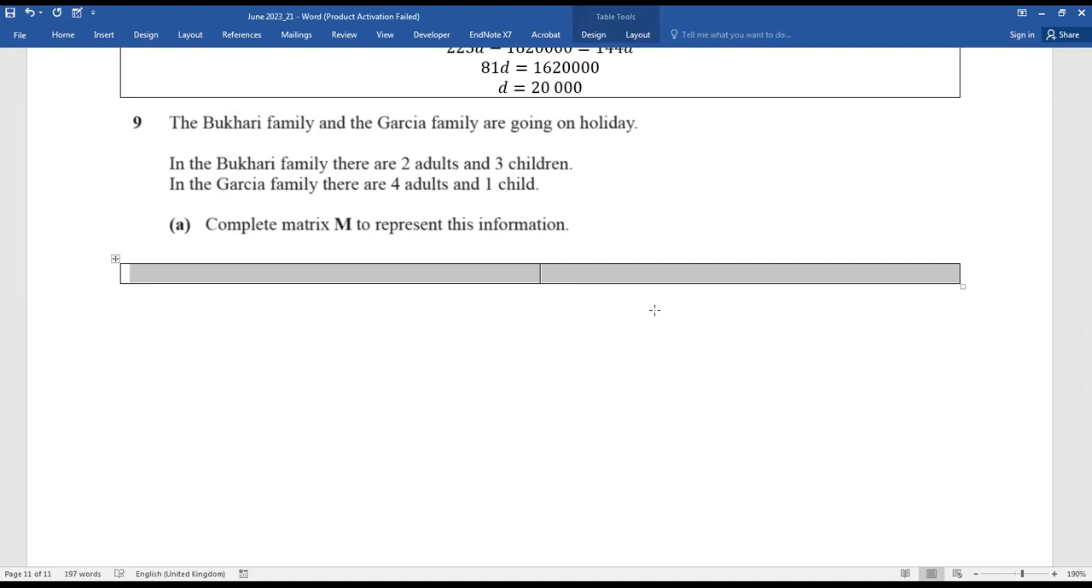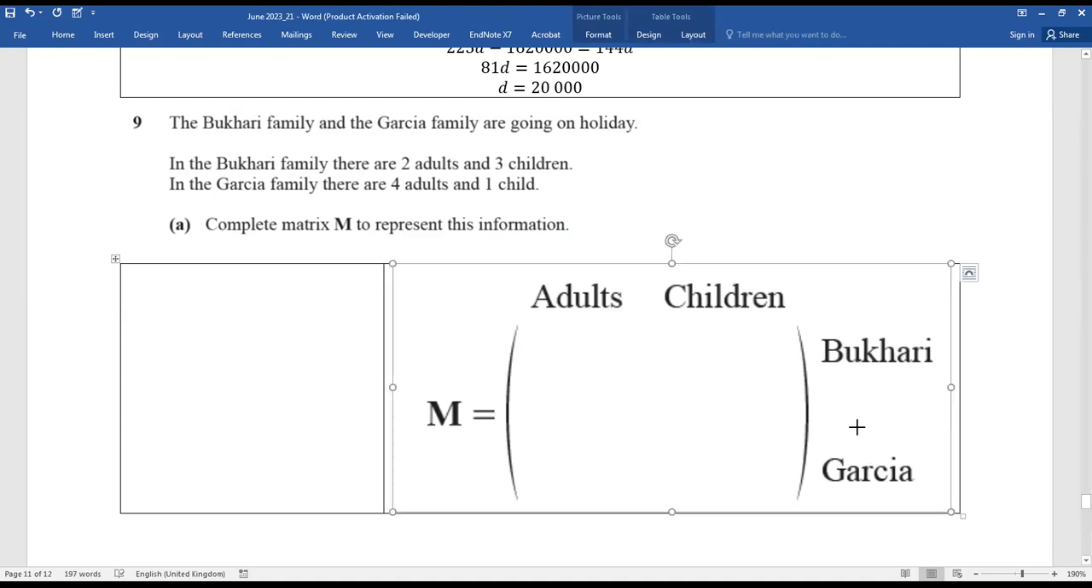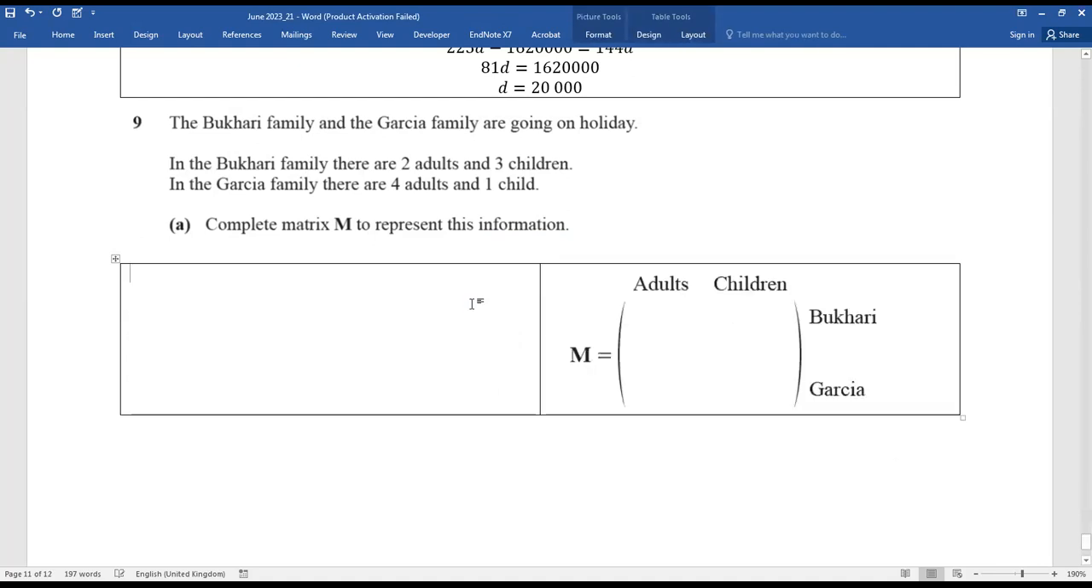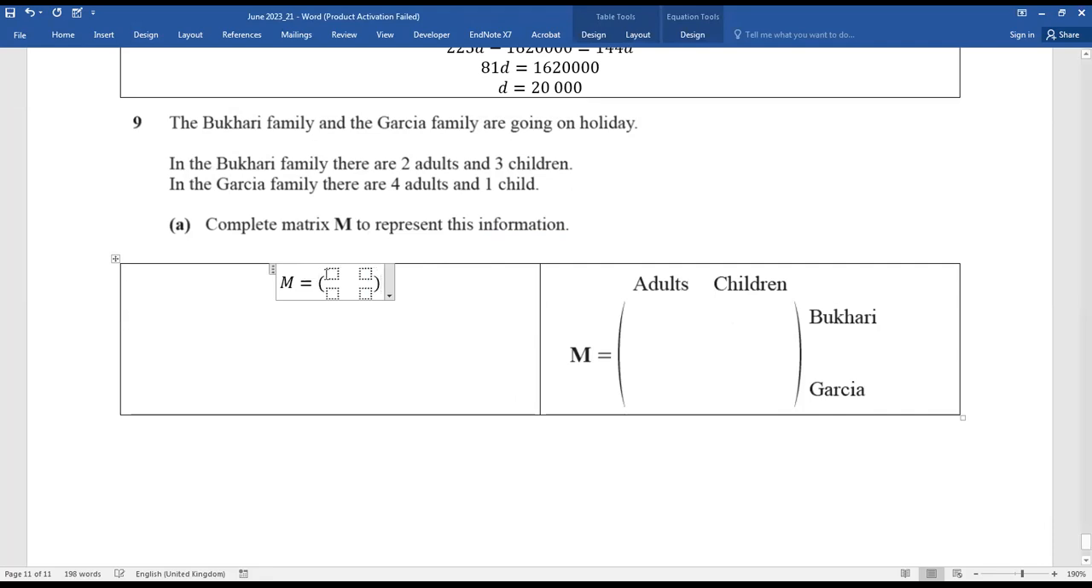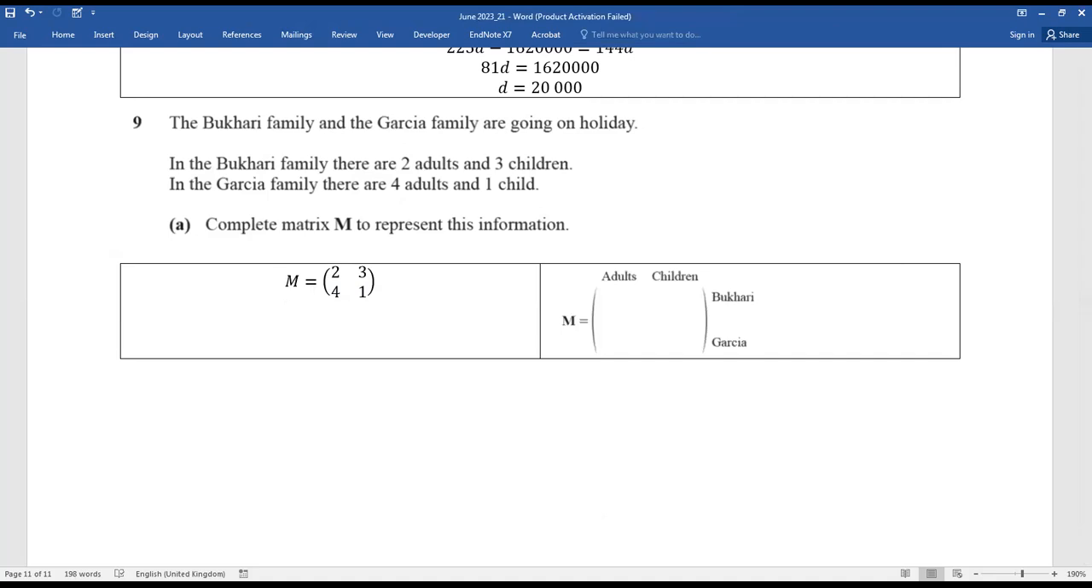The question wants you to form a bracket of this form, in which you represent adults and children. So we'll just form a 2 by 2 matrix. The adults of the Buhari family are 2, the children of the Buhari family are 3, then 4 and 3. Simple as that. We form this matrix that the question wanted us to. Moving on to part B.